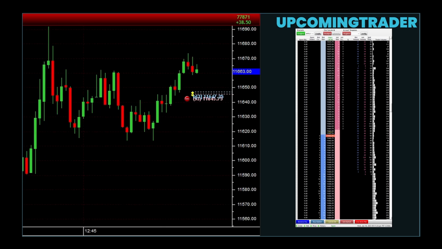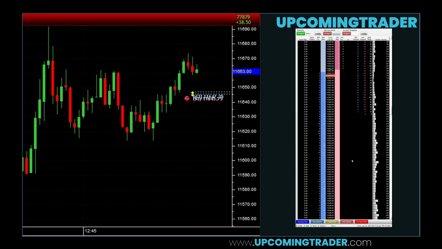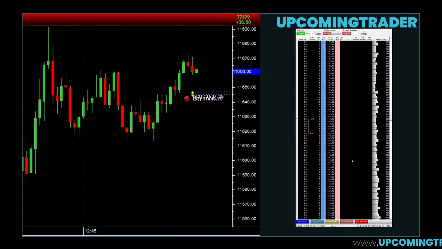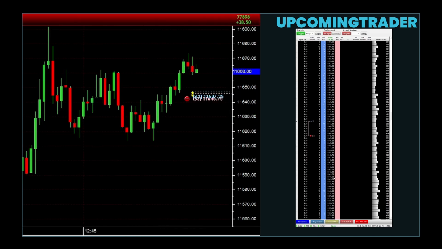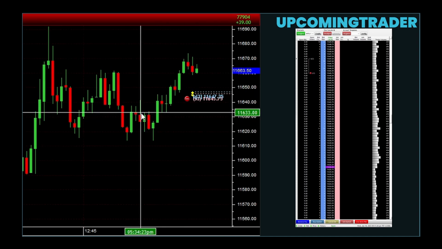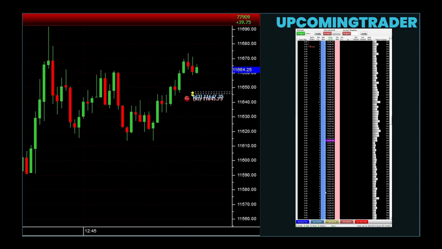Another manipulation tactic is called layering. Layering is when a trader places multiple orders at different price levels to create an illusion of market depth, which can lead to artificially influencing the price to move in a certain direction. Once traders react to these false signals, the manipulator cancels their orders, often profiting from the price movement they caused.